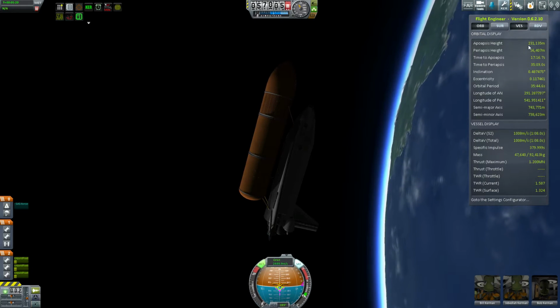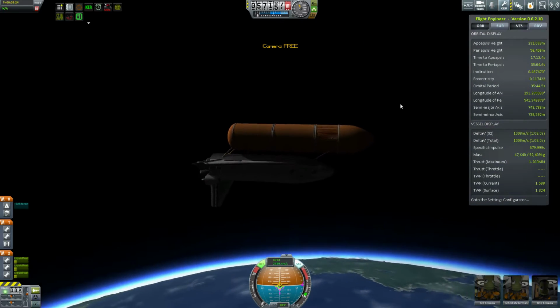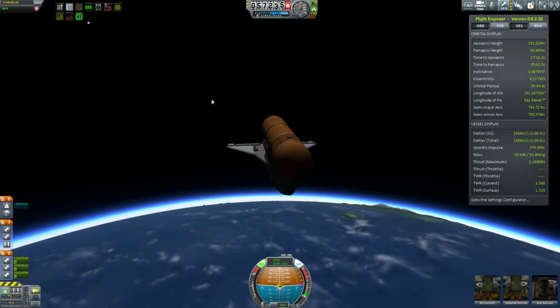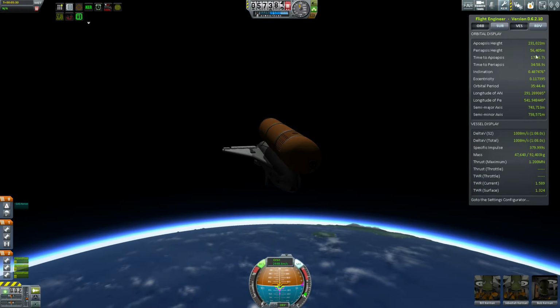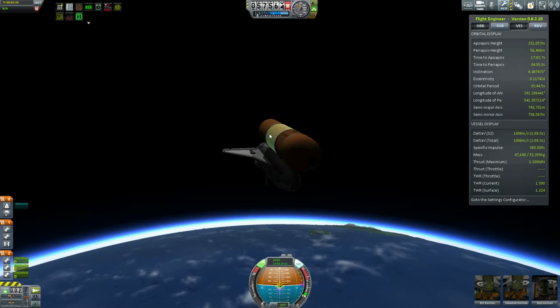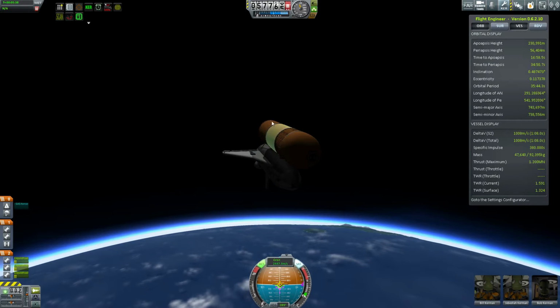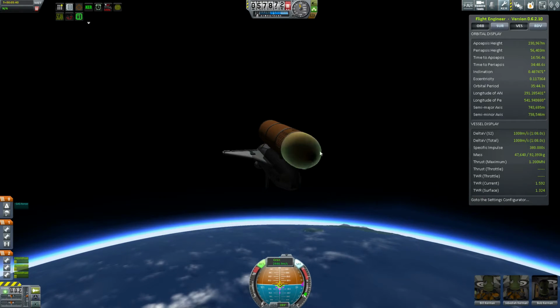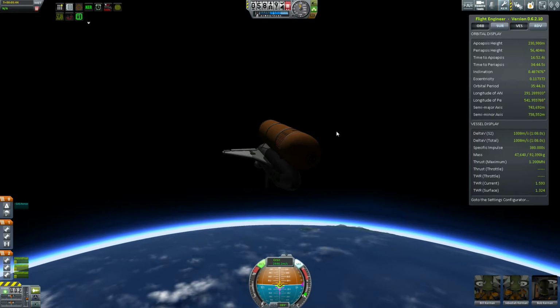Alright, so at 230 kilometers apoapsis, I'm going to switch this back to free view because orbital camera is really not all that helpful. The periapsis, my lowest point in my orbit, is actually still in the atmosphere, which is good because when I jettison the tank, that means this will be aero captured and not stay in orbit where it can be potential debris to run into. I'm still in the atmosphere.